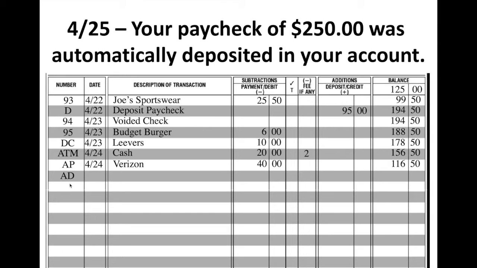And again, this is your own little shortcut, what you want to use. The date is the 25th. The description would be the paycheck. This paycheck is going to increase your balance, so therefore you will put it in the additions column.